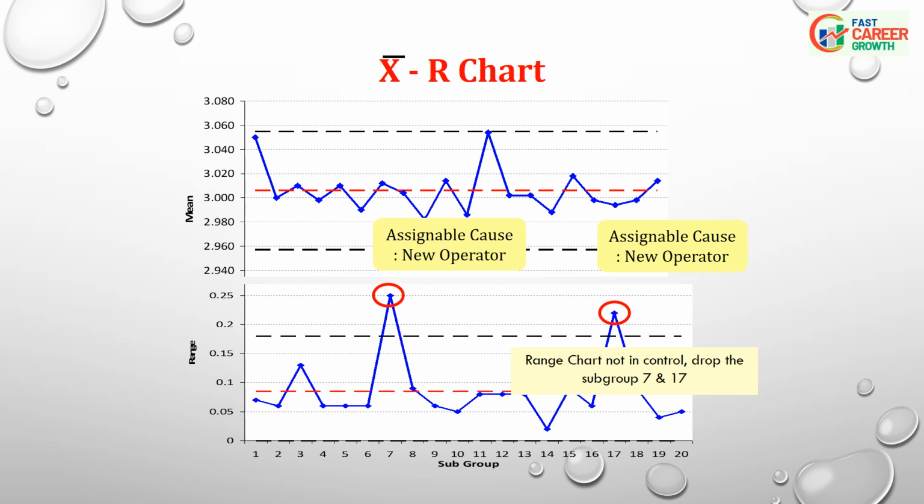After making the control chart, observe it. Here you will find the x bar chart is within control limits, but the range chart is out of control, because the range of subgroups 7 and 17 is outside the upper control limit. This is due to assignable causes of variation.